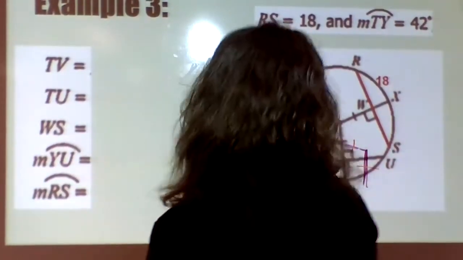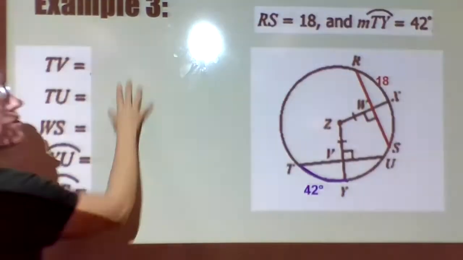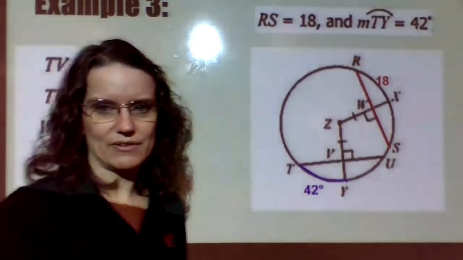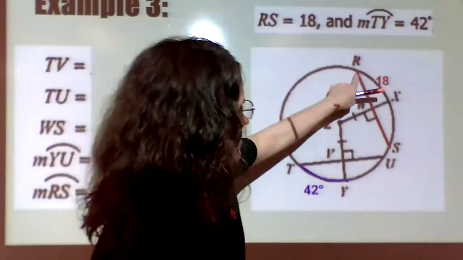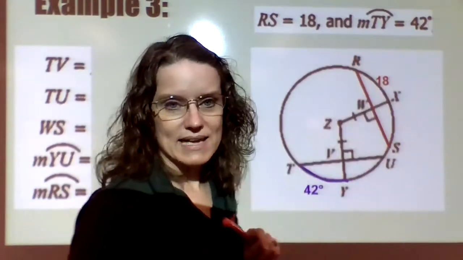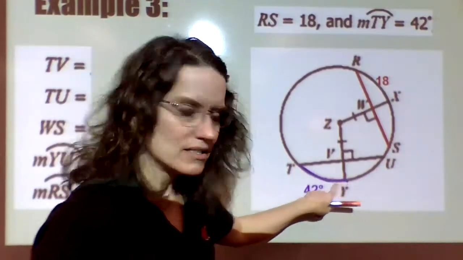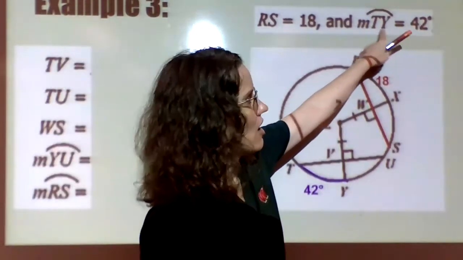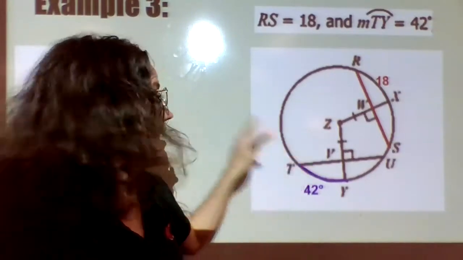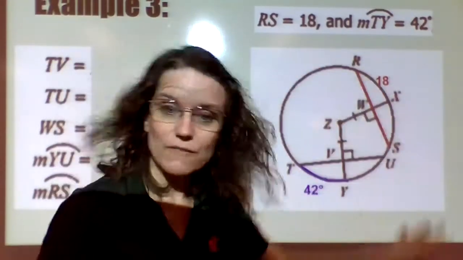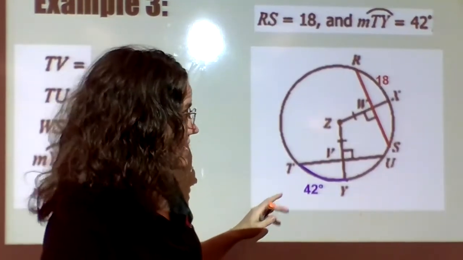Example 3 now. Let me just erase some of the garbage from before. And we've got a whole slew of things that we're going to figure out now. Okay? So I'm giving you that RS, so this chord, is 18. And this little half arc down here is 42. Arc TY measures 42 degrees. And then the picture is just chock full of stuff that we need to figure out. So let's see what we've got here.